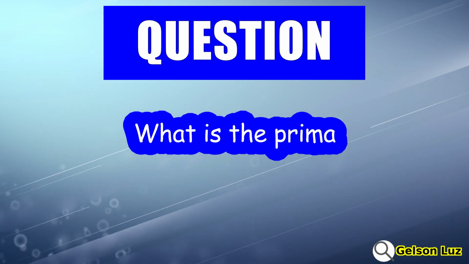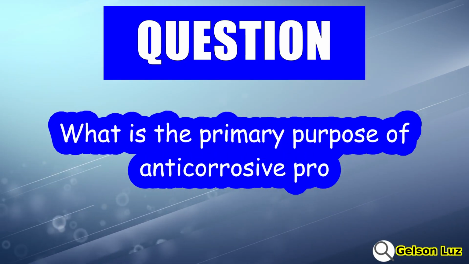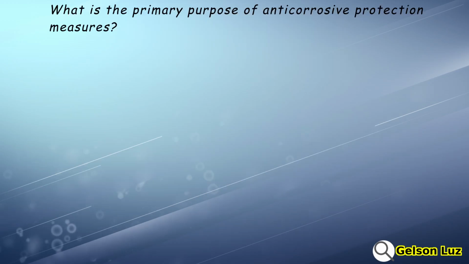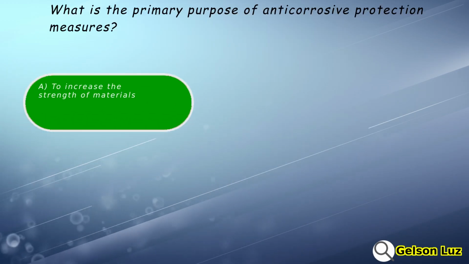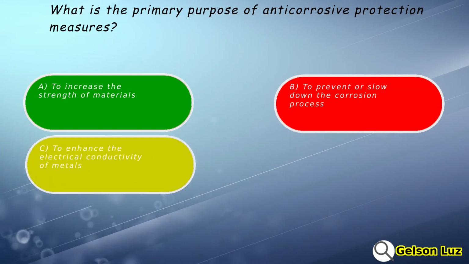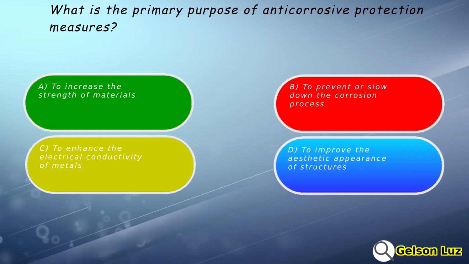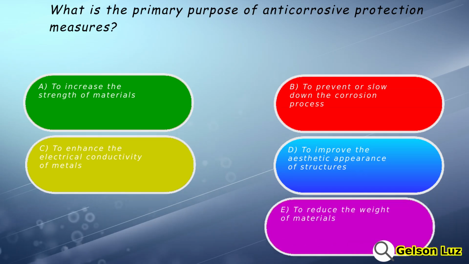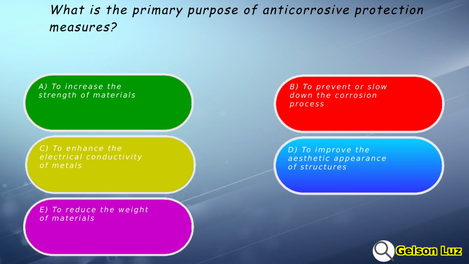What is the primary purpose of anti-corrosive protection measures? A. To increase the strength of materials. B. To prevent or slow down the corrosion process. C. To enhance the electrical conductivity of metals. D. To improve the aesthetic appearance of structures. E. To reduce the weight of materials.